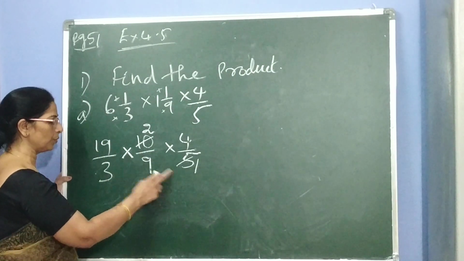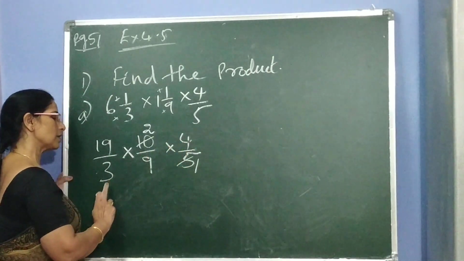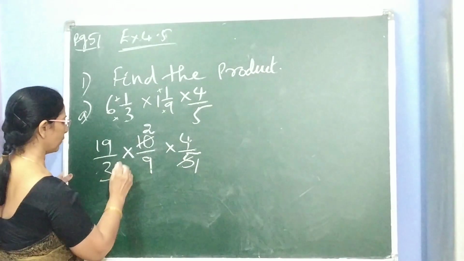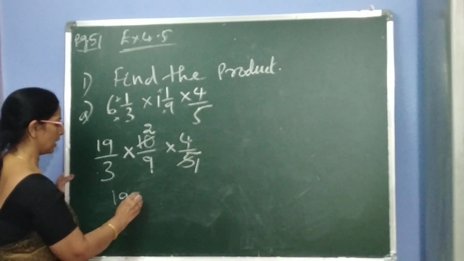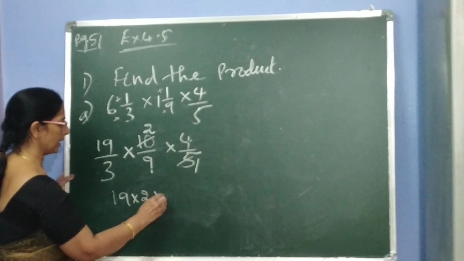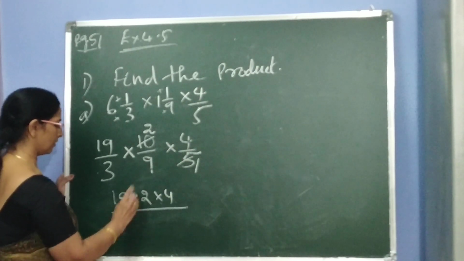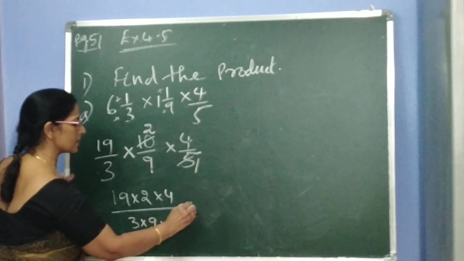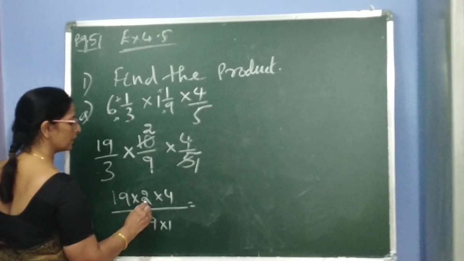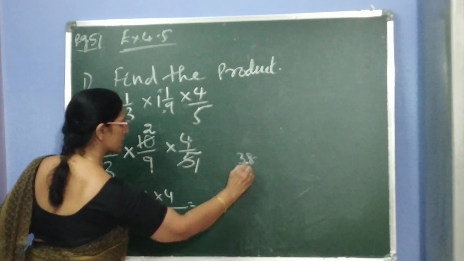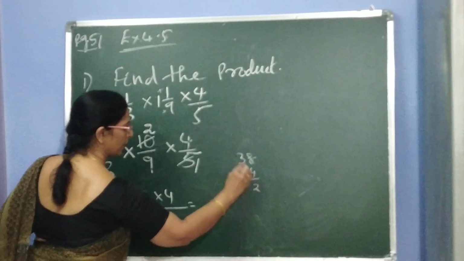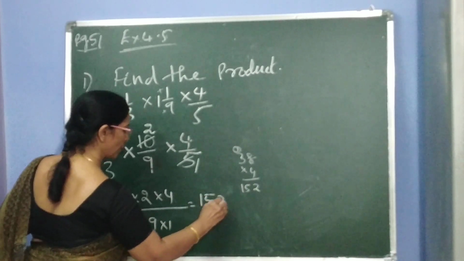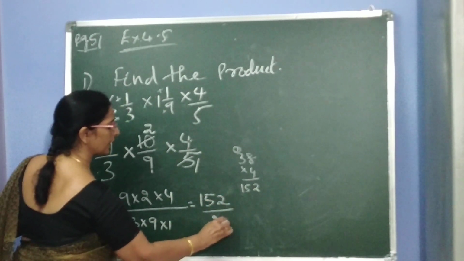If you are unable to do that, let's do the multiplication of these three numbers, multiplication of these denominators, then go for the division. What are we left with now? 19 into 2 into 4 by 3 into 9 into 1. Into 1 means we will get the same product. 19 twos are 38, 38 fours are 152. 3 nines are 27, 4 threes are 12. So 152 by 27.